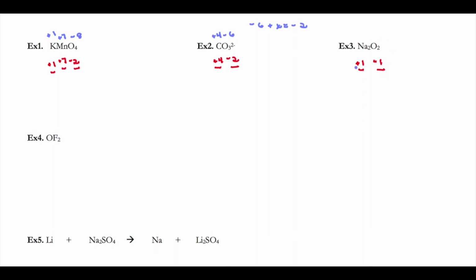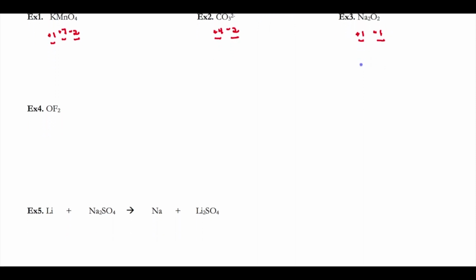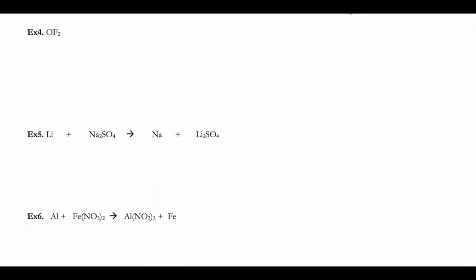And I can easily check this by seeing that if I look at the overall oxidation numbers, sodium contributes +2 because +1, but there are 2 of them, and oxygen contributes -2. That adds up to 0, which is what I want the overall charge of my compound to be. Okay, let's look at number 4.